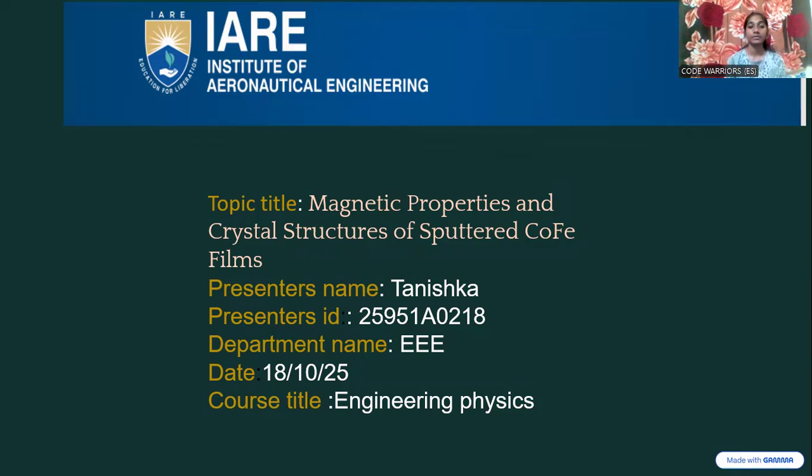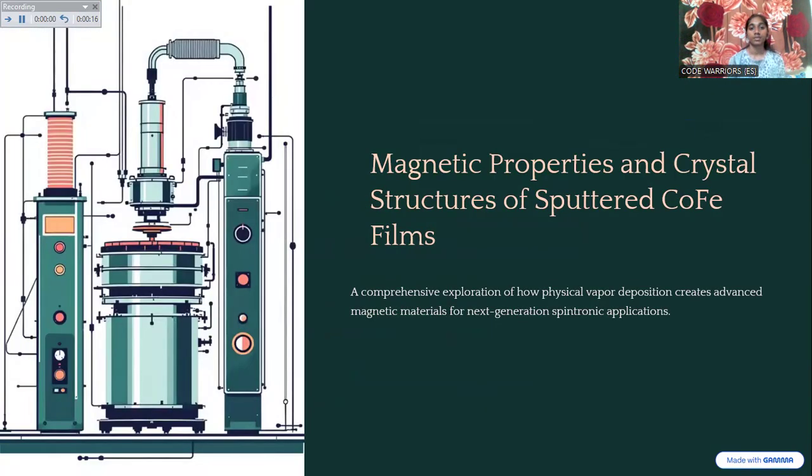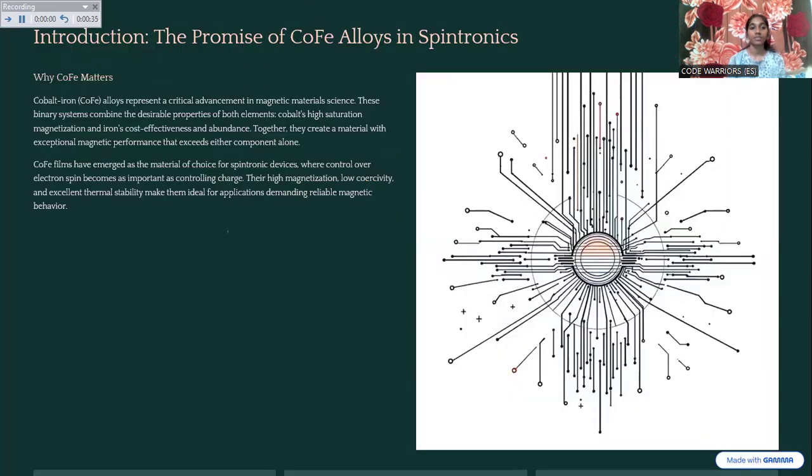Today, I'm going to talk about the topic magnetic properties and crystal structure of sputtered CoFe films from the course Engineering Physics. Magnetic properties and crystal structure of sputtered CoFe films, a comprehensive exploration of how physical vapor deposition creates advanced magnetic materials for next generation spintronic applications.